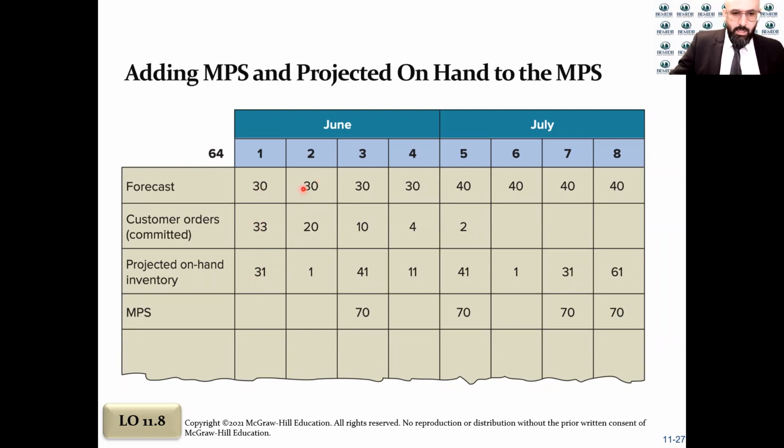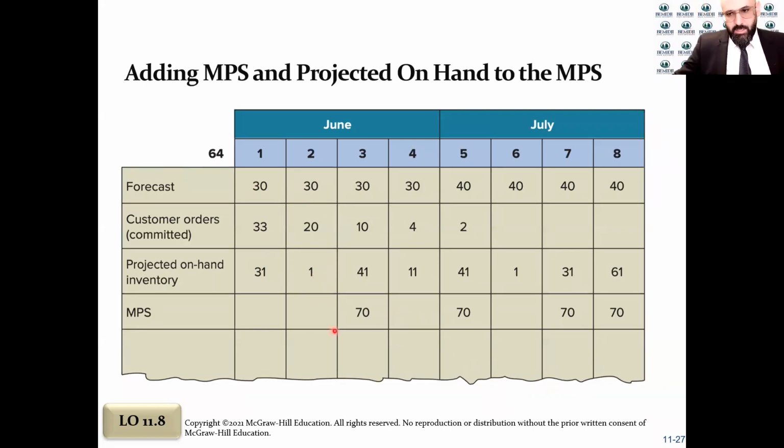Which one is the higher? So the 30 is the higher. So we send the 30 to the customer. That will leave you with 1 unit available. The 1 unit is not enough to satisfy the demand of 30 or 10. So we could go with a higher number, 30 here. So we have to issue an MPS of 70.